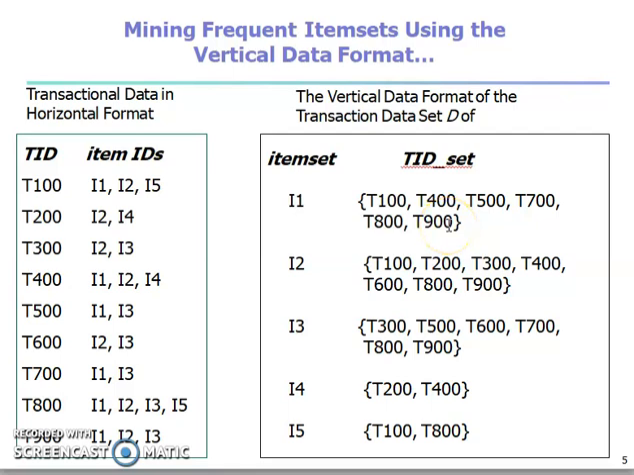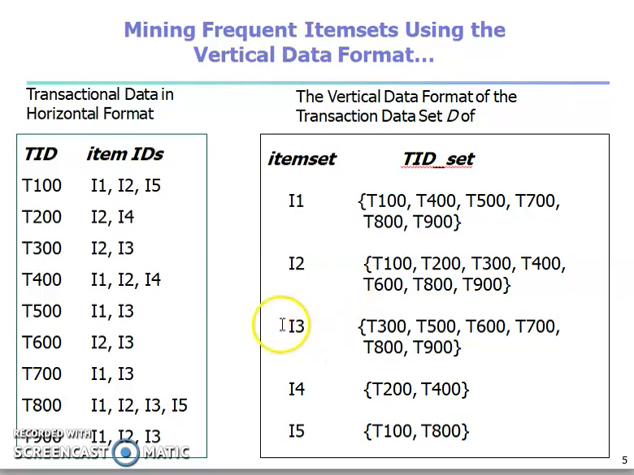In the same way, for item I2, in which transactions is it present? I2 is available in transaction 100, then 200, then 300, then 400, then 600, then 800, then 900. So all these transactions will be selected and given over here.